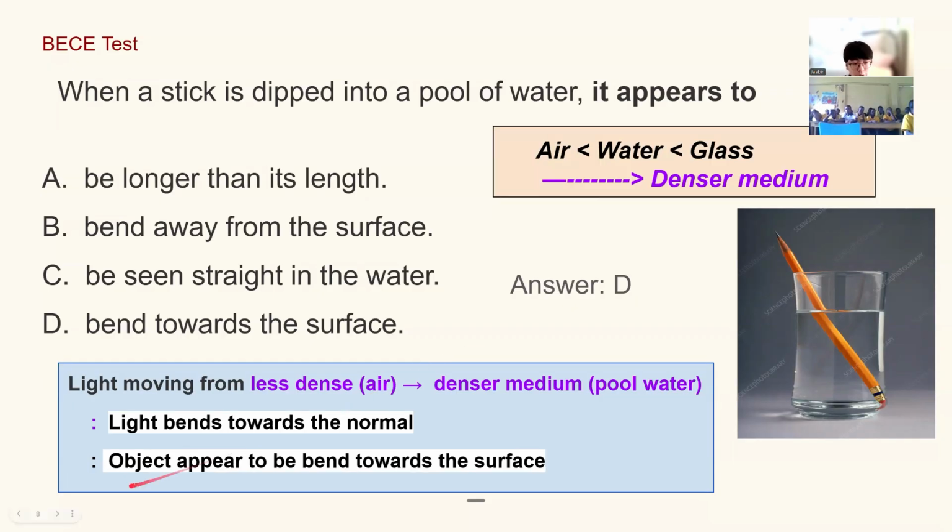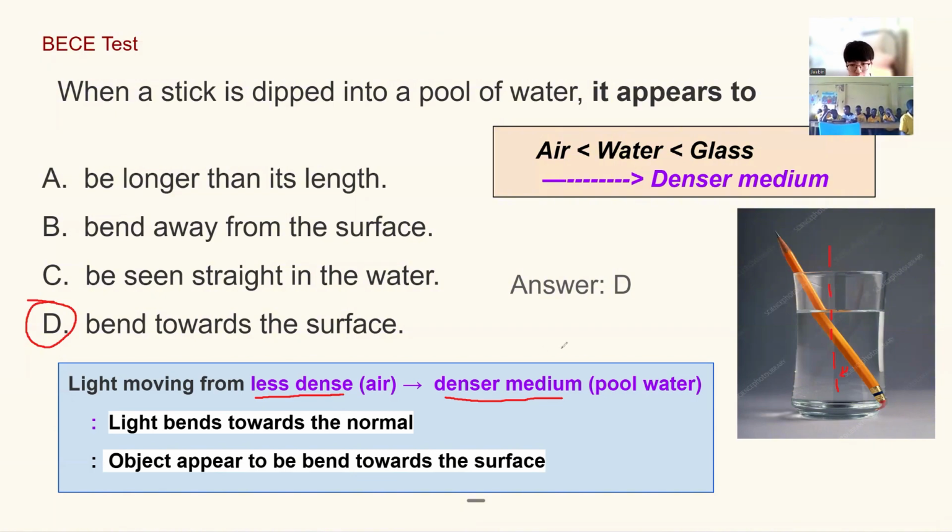So let me walk through it a little bit. The object bends toward the surface. The light moving from air to water is moving from less dense to a denser medium, right? From air to water, less dense to denser. So the light bends toward the normal. If this is the normal line, the light bends toward the normal over in this direction to the left.